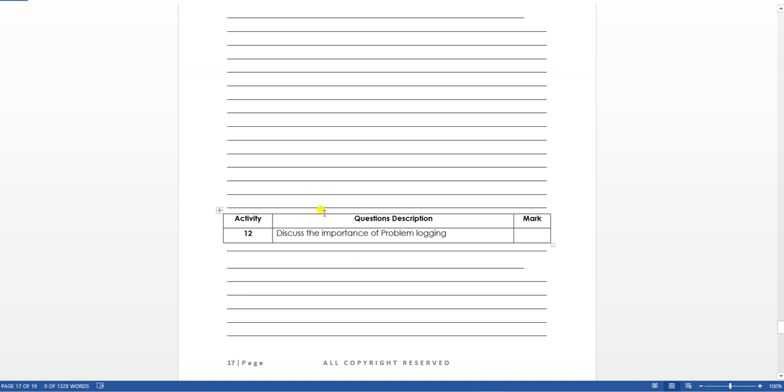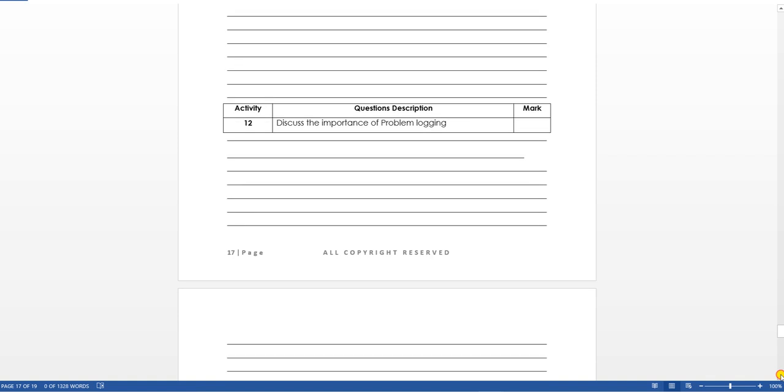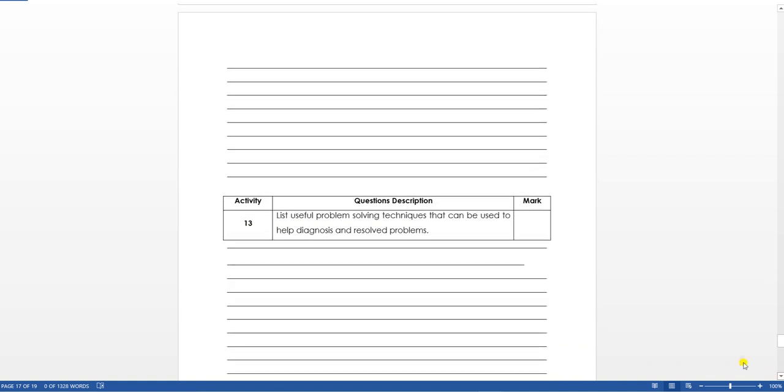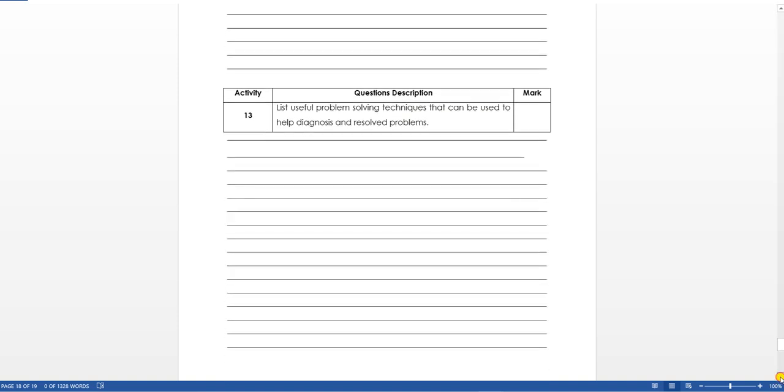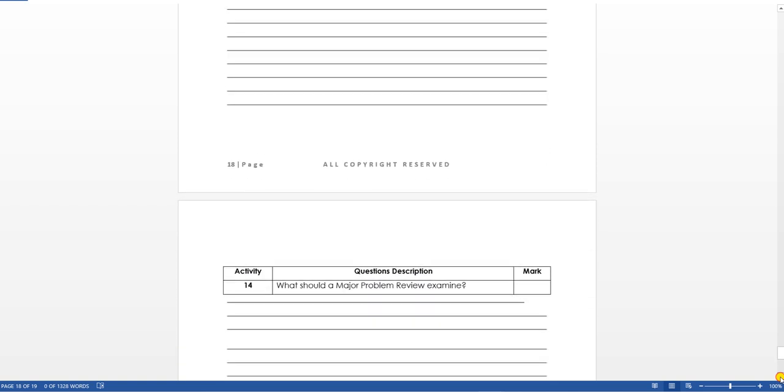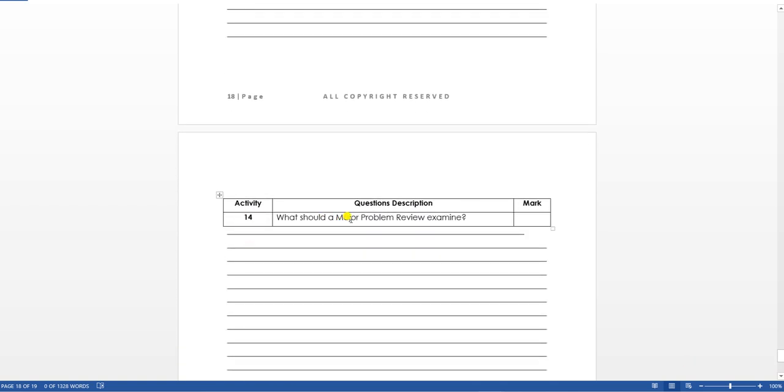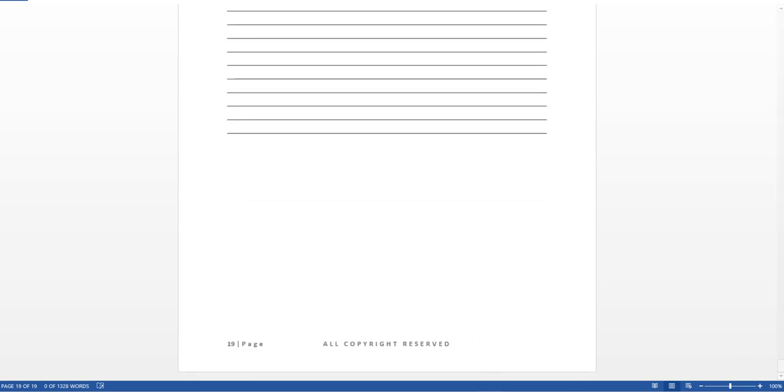And activity 12, you need to discuss the importance of problem logging. And activity 13, you need to list useful problem solving techniques that can be used to help diagnose and resolve problems. You've got the operator, for example. I'll just only mention one. So you'll have to mention those techniques. Activity 14, what should a major problem review examine? Include those steps and you will be fine. So that's it in terms of your learner workbook.